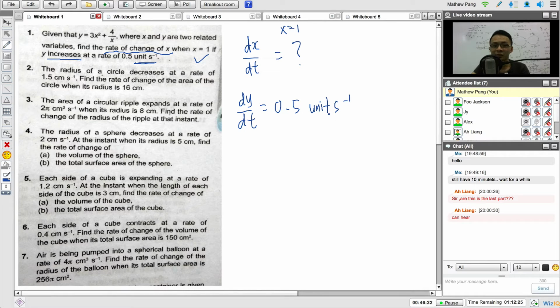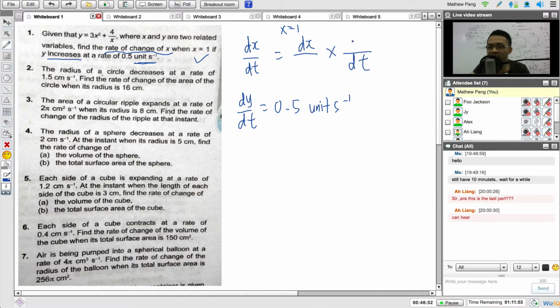Now the question asks me to find dx/dt, and I have dy/dt, and I realize that I need something else in order to form the chain rule. But before that, let me form a chain rule first. If you want to form a chain rule, it's very simple. You draw two lines, put a multiplication sign over here. This is dx, so I copy dx over here, and this is dt, so I copy dt over here.